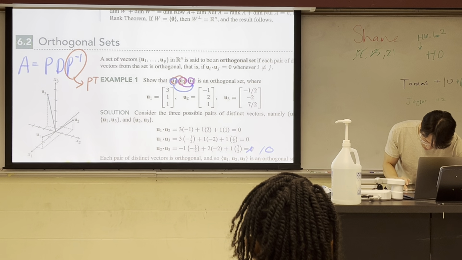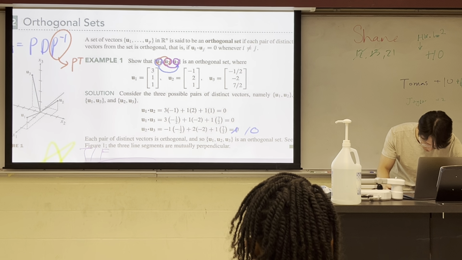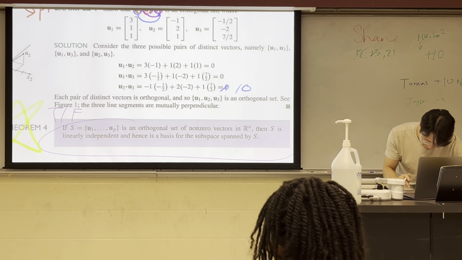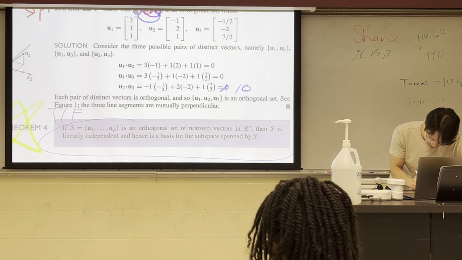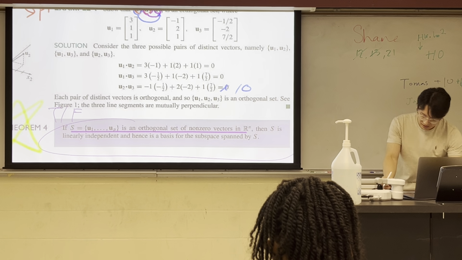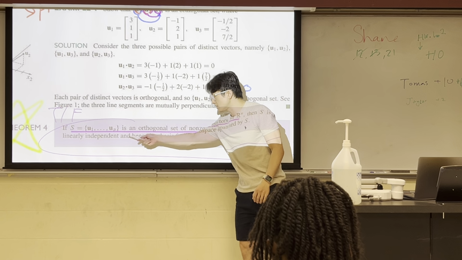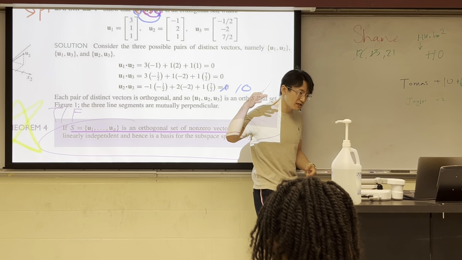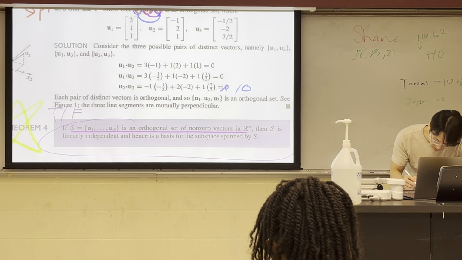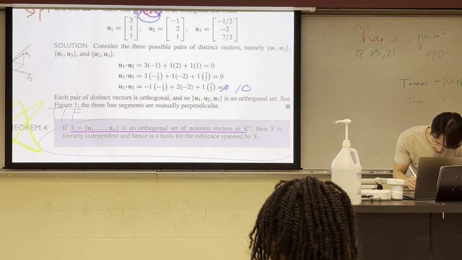Okay, anyway, how do you find out? You just compare each pair. Compute the dot product of each pair and see if those results are all zero. True, false, like this. If you have an orthogonal set, then this should be independent because the vectors are not scales of each other, because they're orthogonal, and it should be a basis for the subspace.